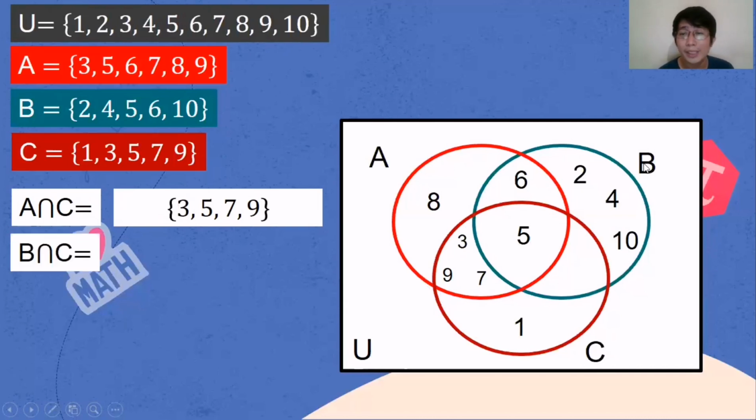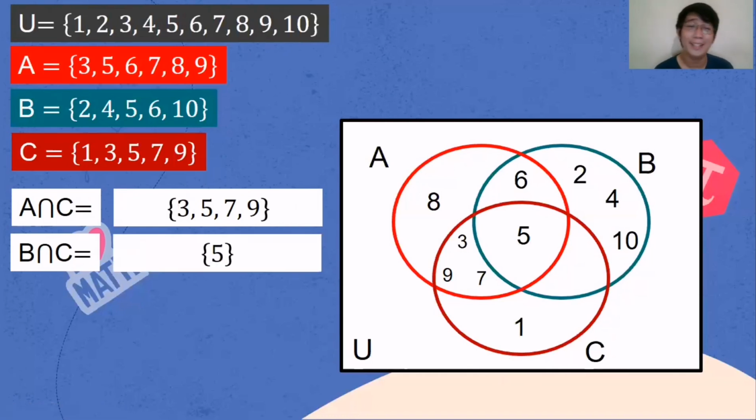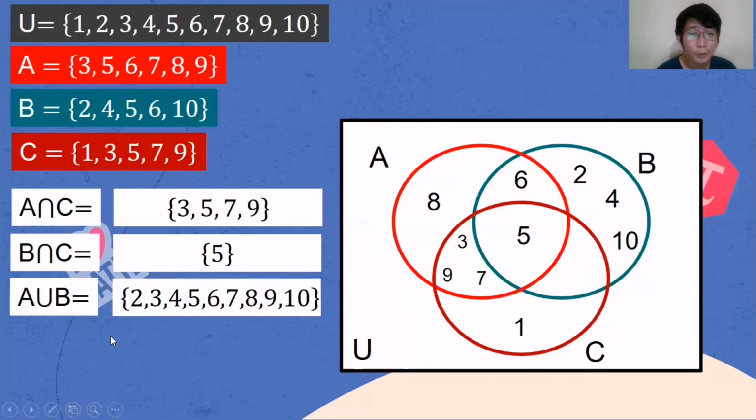Next one. Intersection of set B and set C. That is, we only have one element. That is 5. Very good. What is A union B? A union B. Ibig sabihin, we will just be writing or combining all the elements. That is union. Pagsama-samahin mo lang. Union. So those elements are 2, 3, 4, 5, 6, 7, 8, 9, and 10. Hindi po kabilang po ito kasi set A lang at set B.